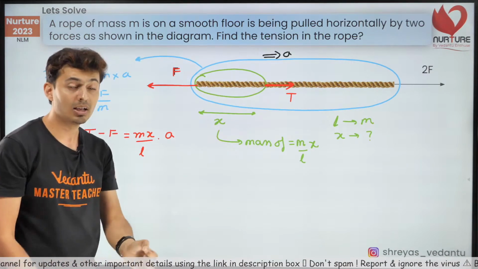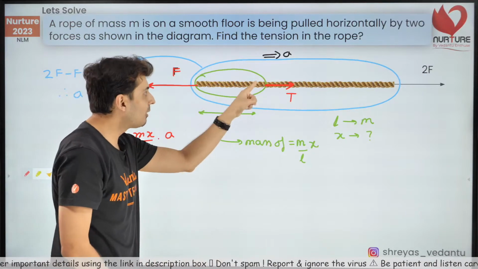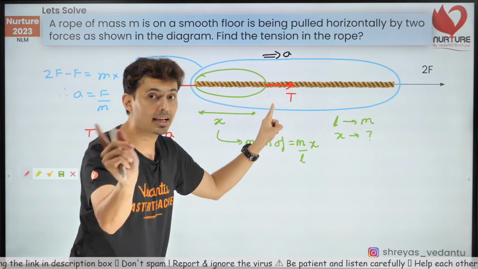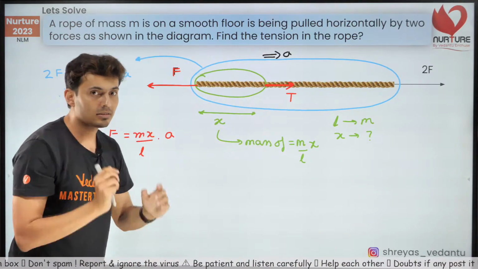This is my system. I can choose anything as my system. I'm choosing this because it is convenient. I want to find tension at any point x. That's why I have made this tension an external force by choosing a small part of the string as the system.